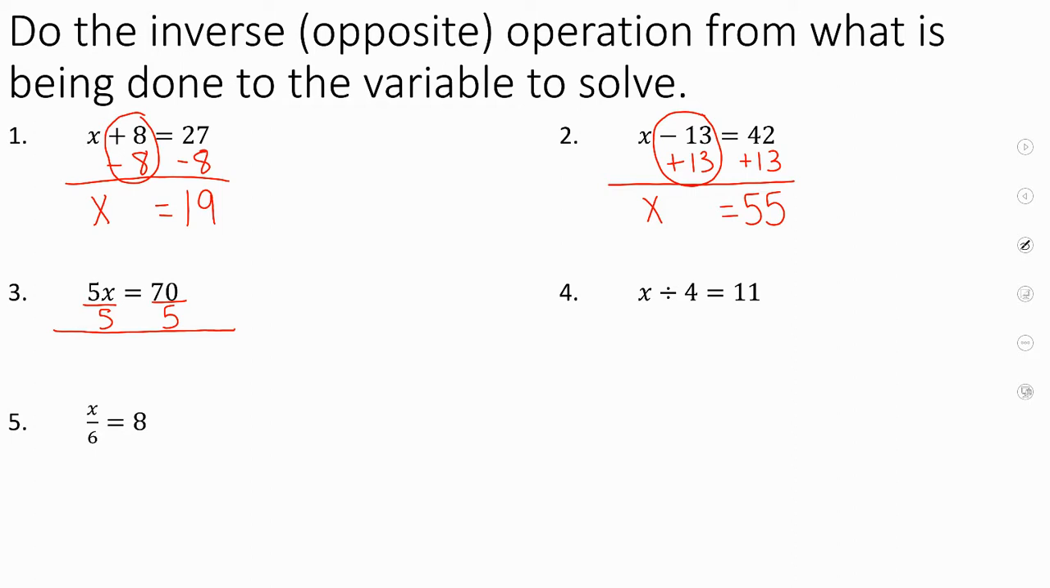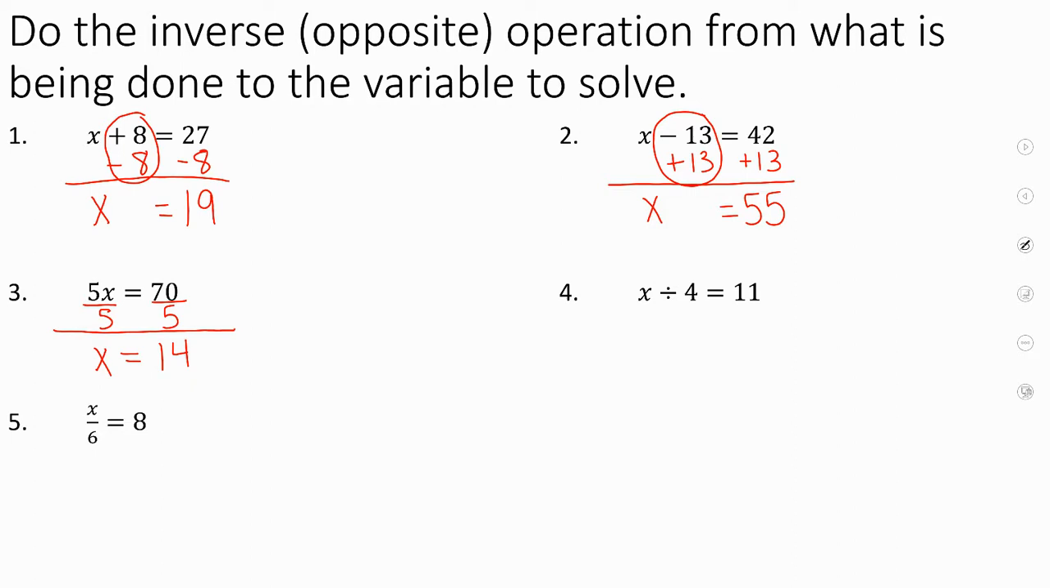Any number divided by itself gives us 1. So really what that's saying is we have 1x left, or just x, and that is going to be equal to 70 divided by 5, again, because we're doing it on both sides, which is 14. So we get x equals 14 for this.